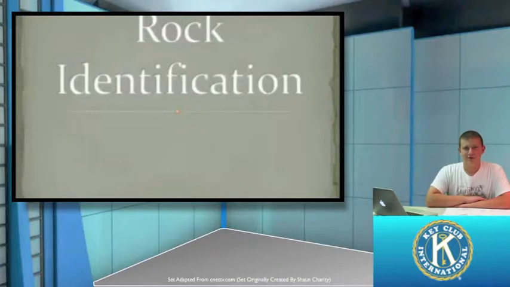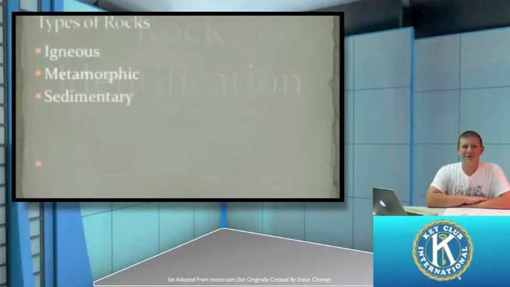And today we're going to be talking about rock identification in earth science. The first thing you'll need to know about rocks is whether they're igneous, metamorphic, or sedimentary. These are the main three types of rocks that you'll need to know about.